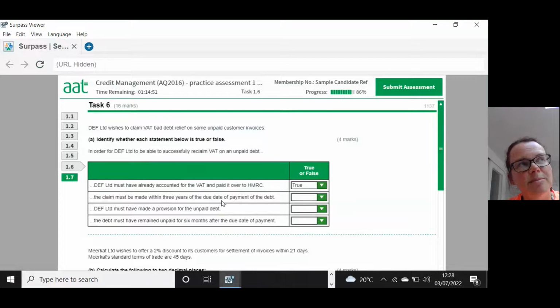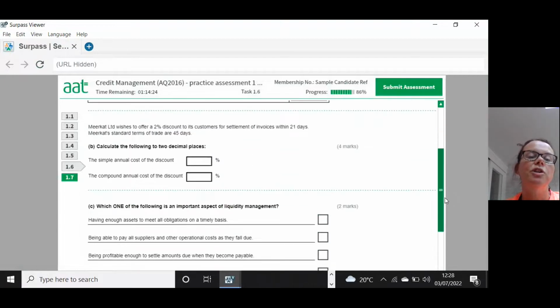Well, yes, but the actual rule is 4.5 years. So, assuming that's the way they want the question answered. DEF must have made a provision for the unpaid debt. Well, it's not just a provision, it has to be written off. The debt must have remained unpaid for 6 months after the due date of payment. Yes.